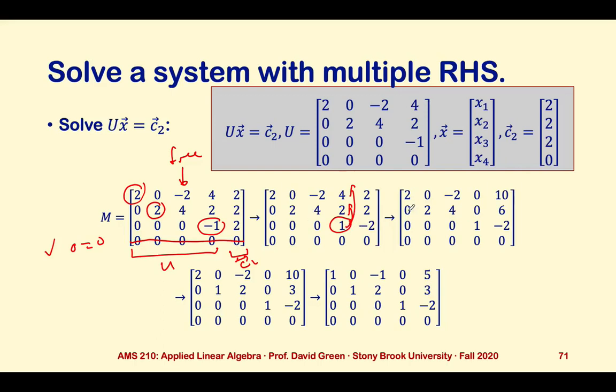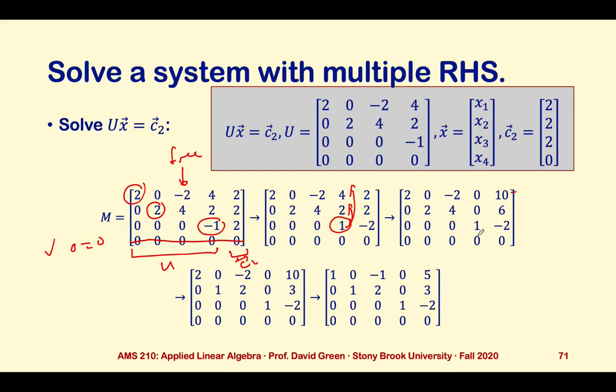2 minus 2 is 0. 2 minus -4 is 6. Subtract 4 times the third row from the first. 4 minus 4 is 0. 2 minus -8 is 10.